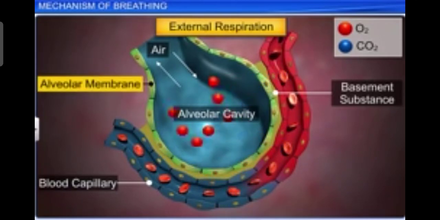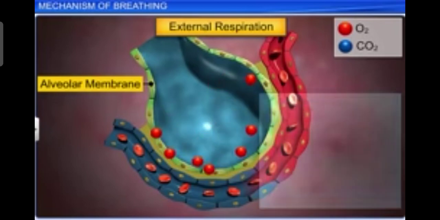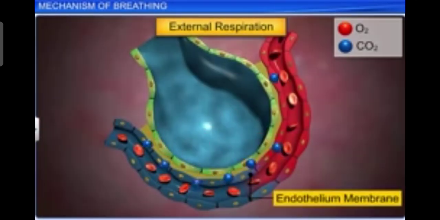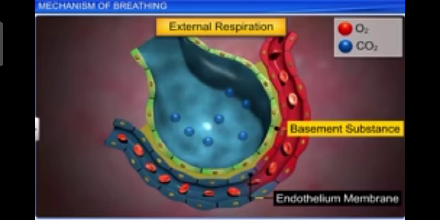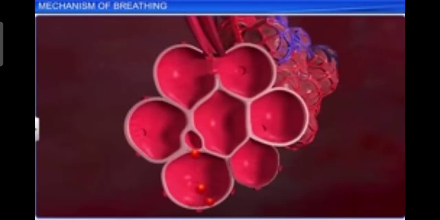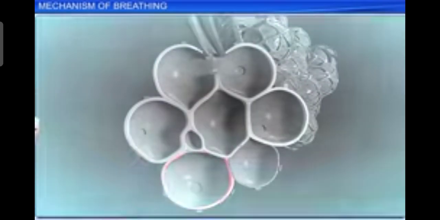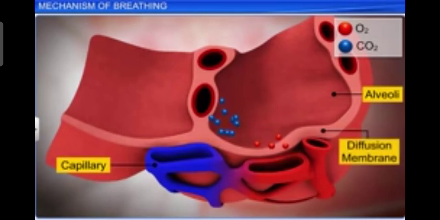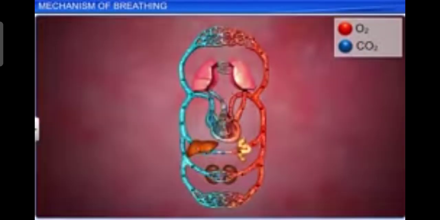Now, the alveolar membrane, the diffusion membrane, is made of three major layers, namely the thin squamous epithelium of the alveoli, the endothelium of the alveolar capillaries, and the basement substance in between them. However, its total thickness is much less than a millimeter. Therefore, all the factors in our body are favorable for diffusion of oxygen from alveoli to tissue, and of carbon dioxide from tissue to alveoli.